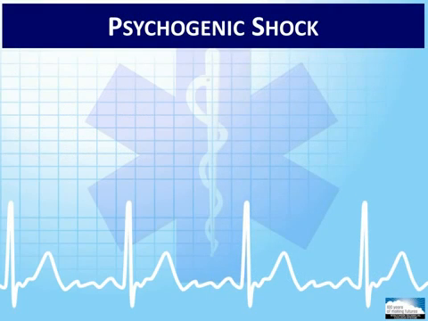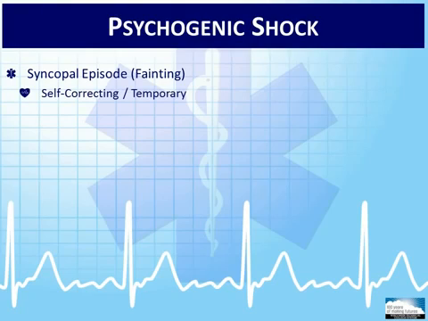One type of shock we will discuss here that is no longer defined as shock in many textbooks is psychogenic shock. Psychogenic shock is now commonly called psychogenic, non-cardiac, or vasovagal syncope. In layperson's terms, this type of shock results in fainting. It is temporary in nature and is usually precipitated by anxiety, fear, excitement, or other extreme emotional responses.